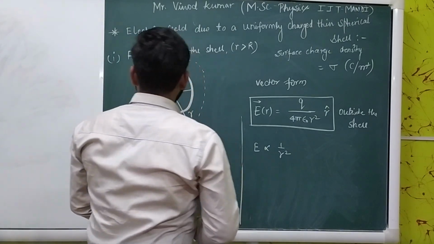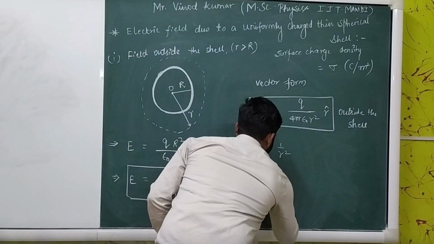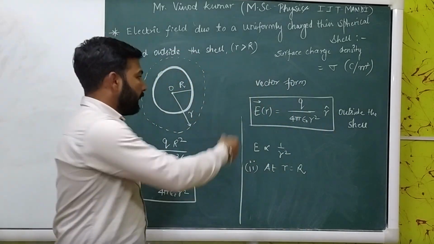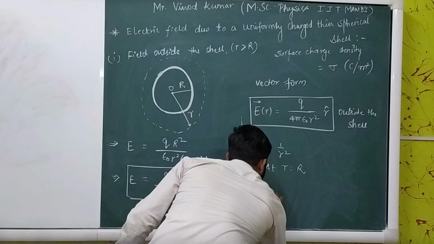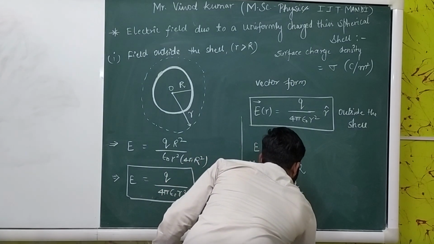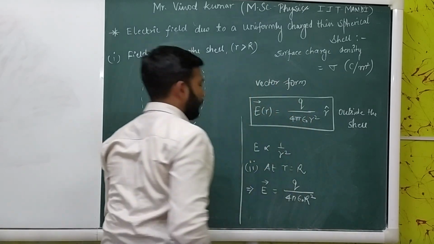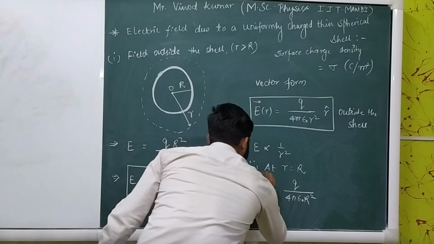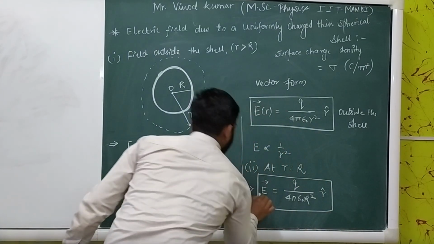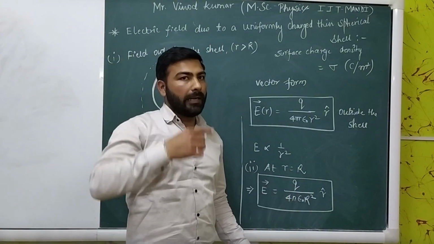Now the second case we can include in this only, at r equals to R. At r equals to R, the electric field will be Q upon 4 pi epsilon naught R square. This will be the electric field at a distance equal to the radius of the spherical cell.